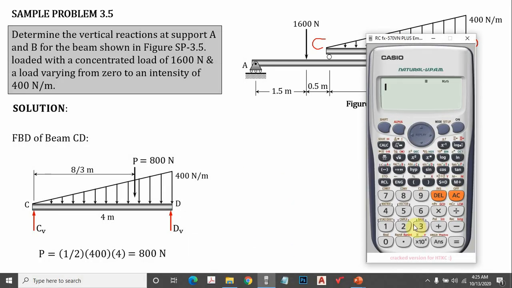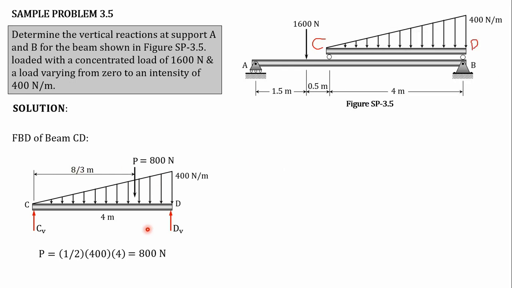Okay, what is 2/3 of 4 meter? That is 8/3 meter, class. Okay, so to solve dV, we do a summation of moment at point C.